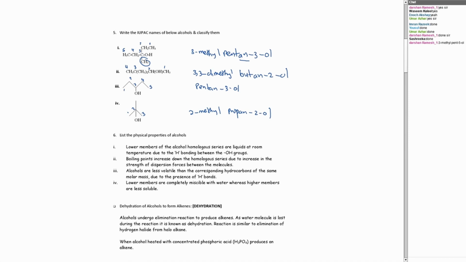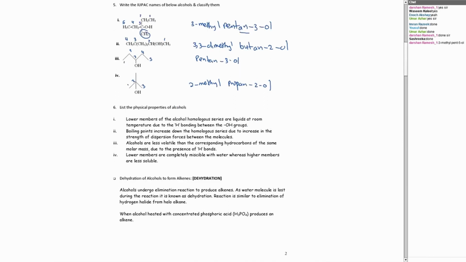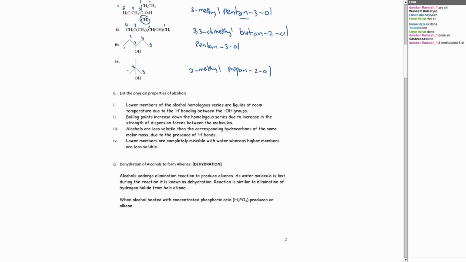As physical properties of the alcohols, they are just like the haloalkanes. As you go down the alcohol homologous series, their boiling and melting points increase. The reason can be explained with respect to the increase in the strength of the dispersion force, or London forces, because as you go down the homologous series, the number of electrons increases, which accounts for the increase in the strength of the intermolecular London forces.